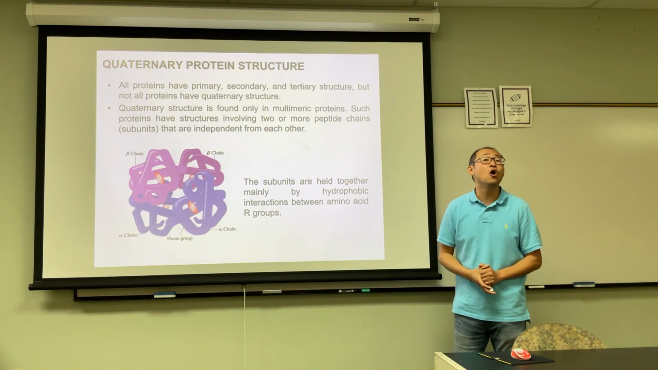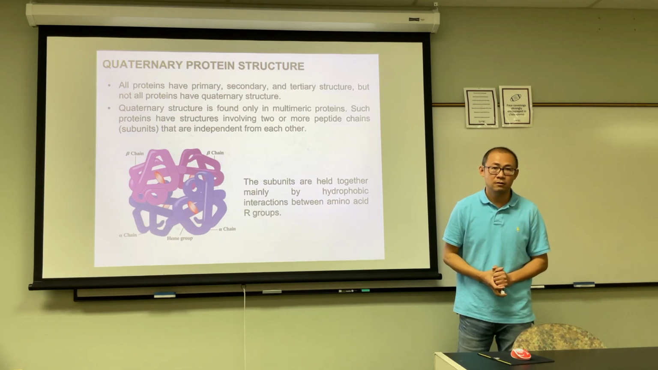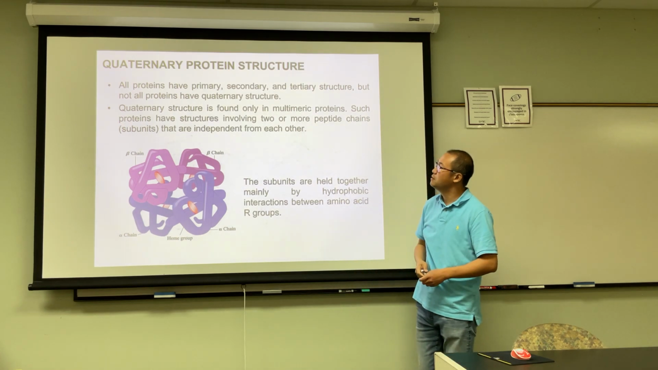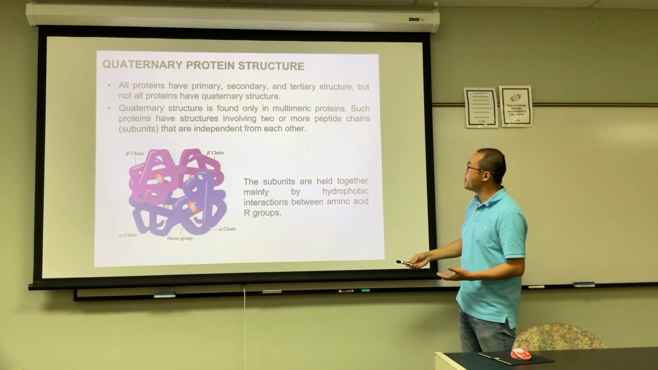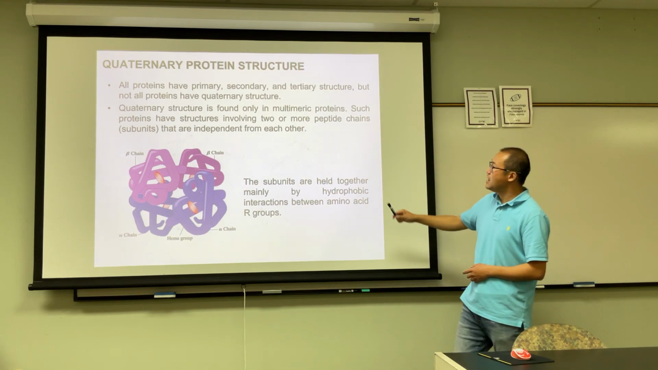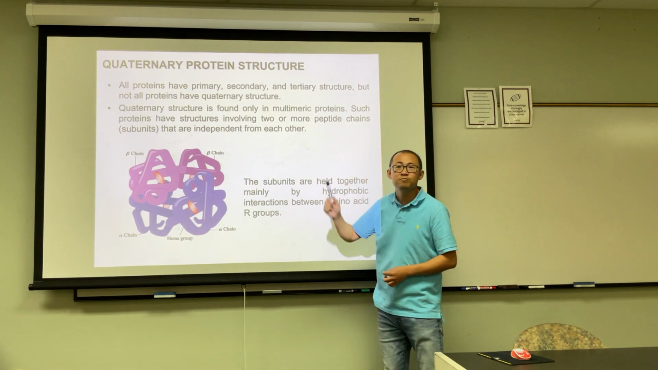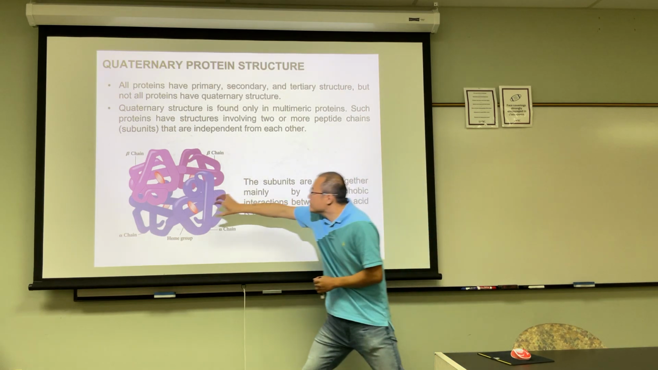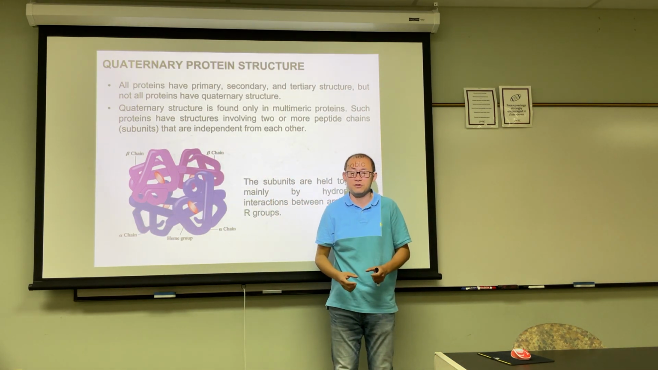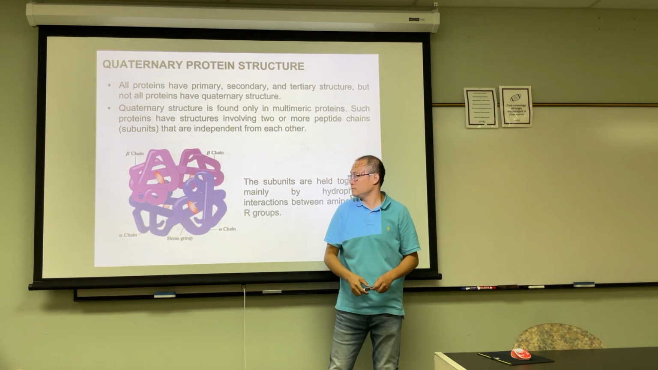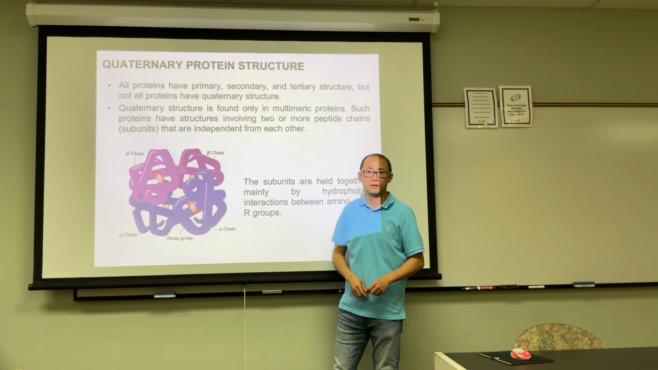But not all proteins have a quaternary structure. It is only found in multimeric proteins. What is multimeric? Proteins that are multimeric have two or more peptide chains. We call them units, or subunits. Each unit is actually independent from the others, but they can bind together to make a protein. And that binding is called the quaternary structure.